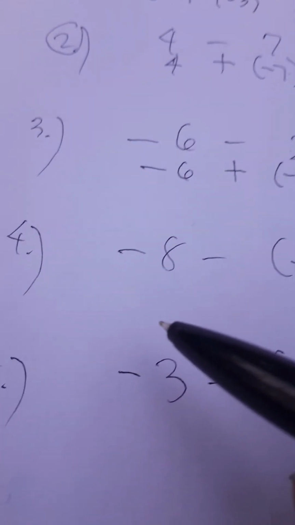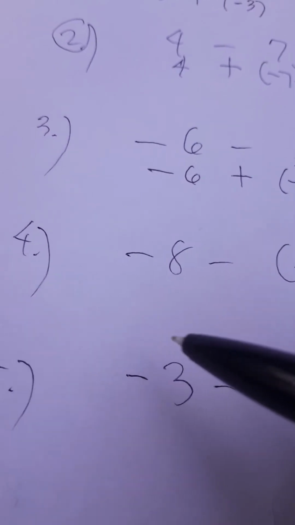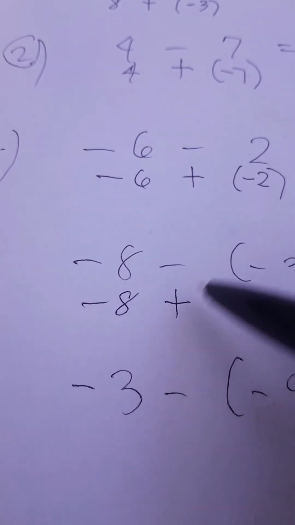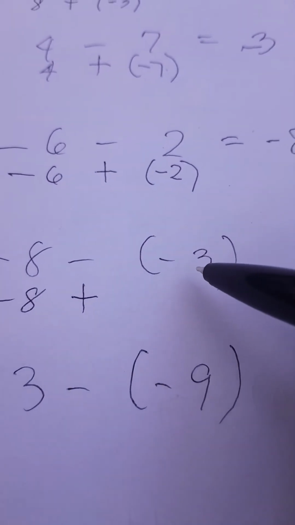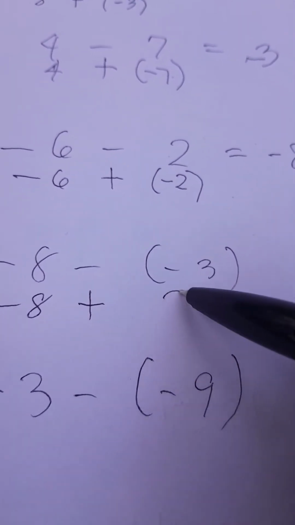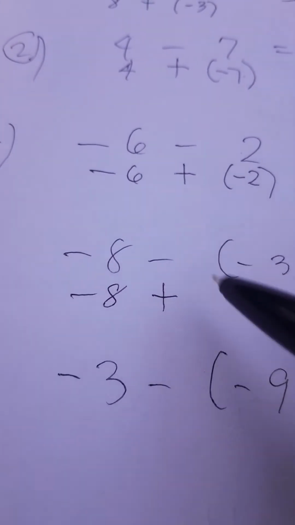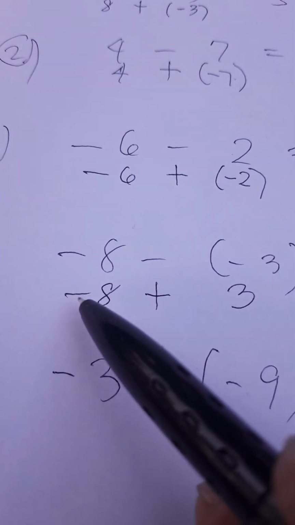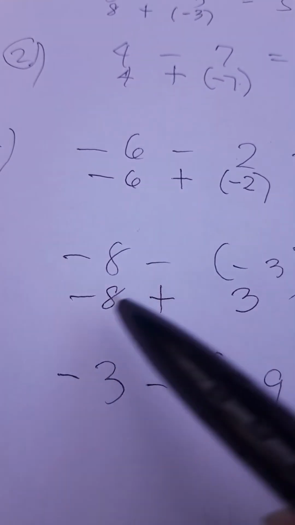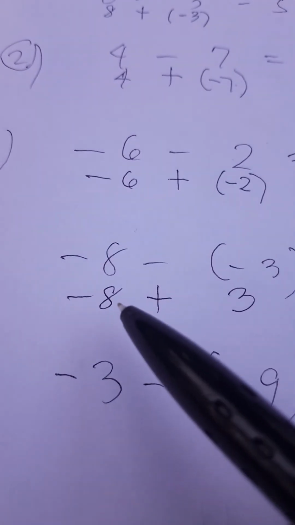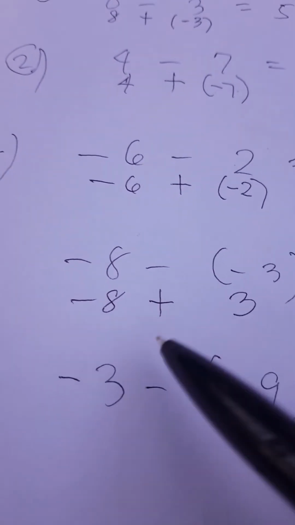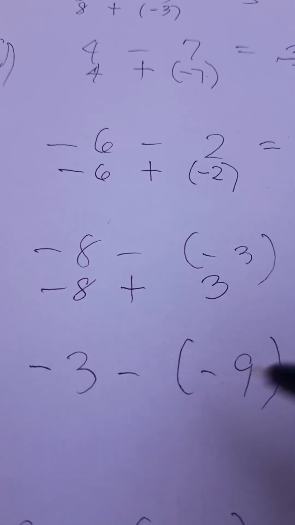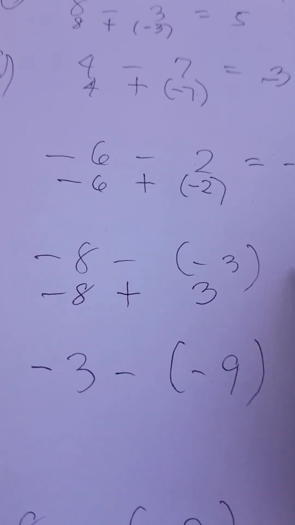Now let's have example number 4. Step 1, keep negative 8. Then change minus to plus. And then change the negative subtrahend into positive subtrahend, positive 3. Next, we are now following the addition rule. Look for the sign of the integers. The signs of the integers are different. So step 2, therefore, the operation on the absolute value is subtract. We subtract 3 from 8. So the answer is 5, no? 8 minus 3 is equal to 5.